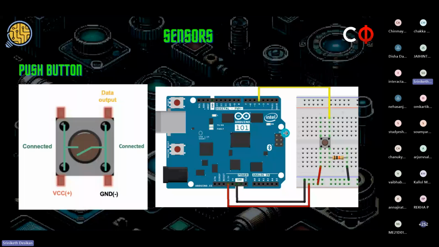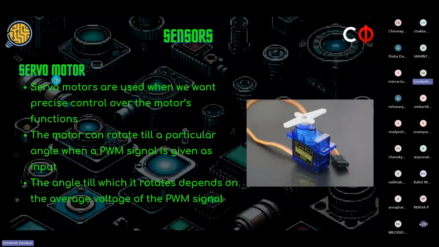So when this resistor is connected this way, and this pin is connected to an output, it can be used for various projects. So next we'll get started with the servo motor. Let me just go over it quickly.